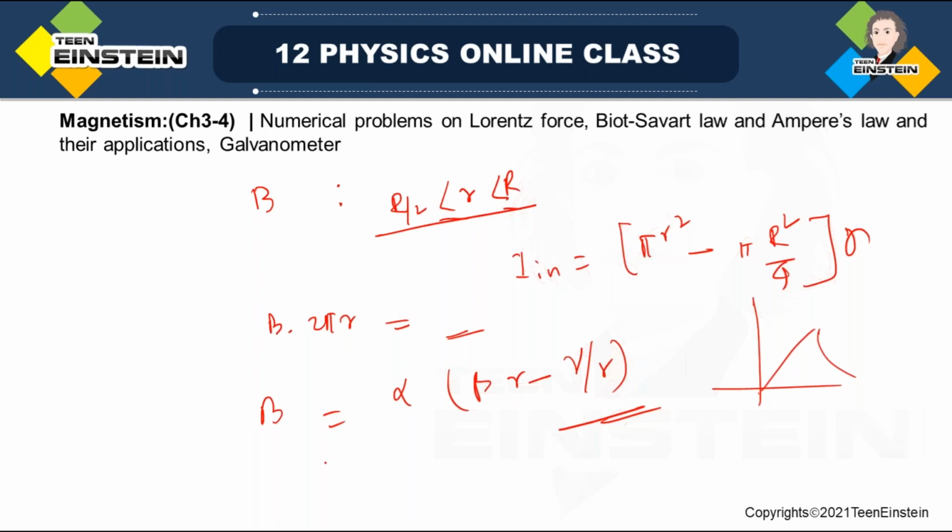And when r is much greater than R, outside the wire, the magnetic field will be proportional to 1 by r. So this is how you have to either remember or solve the problem, remember the value of the magnetic field at various regions, and then try to solve.